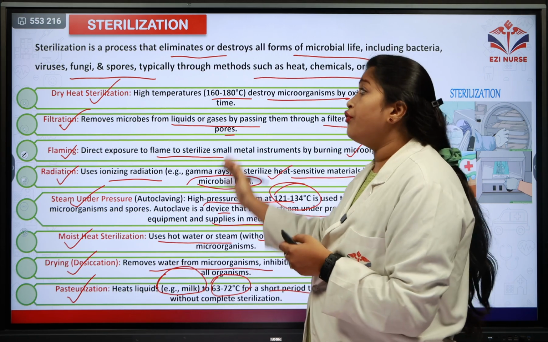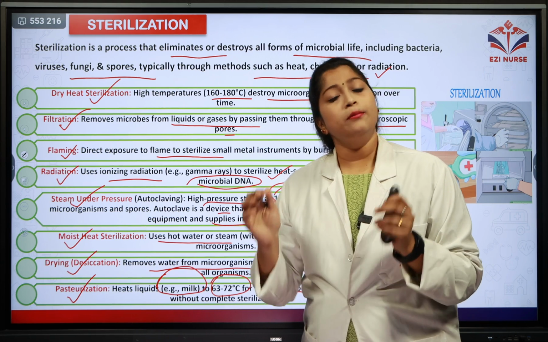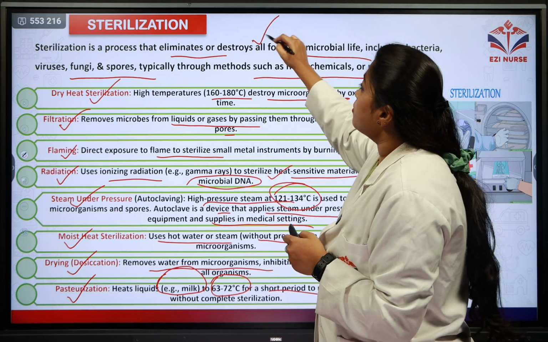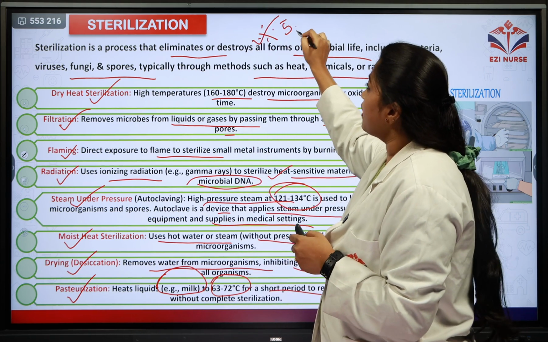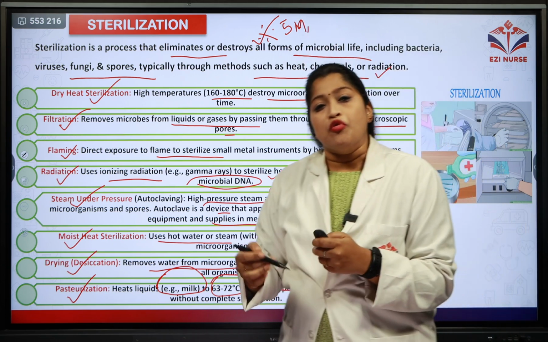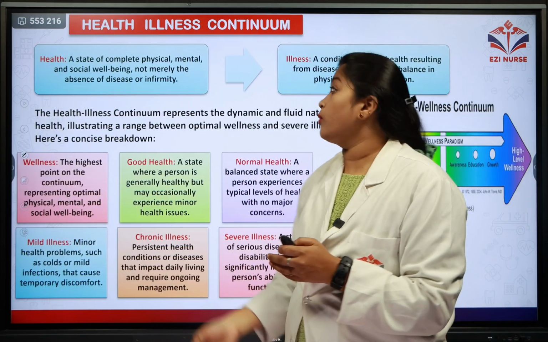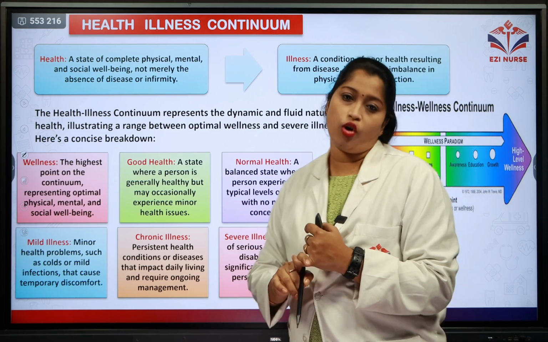So these are the different types of sterilization process, which is also one of the most important questions for a 5-marker. Let's move further to our next important question, that is the health illness continuum.